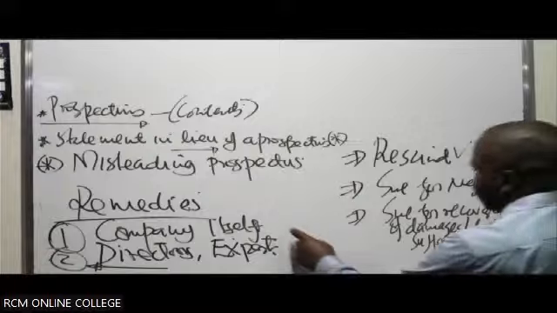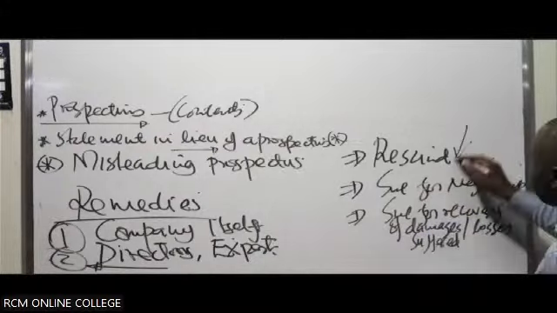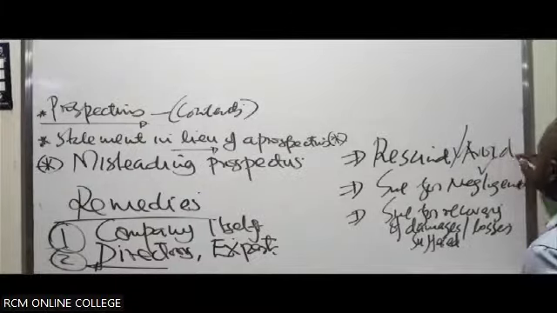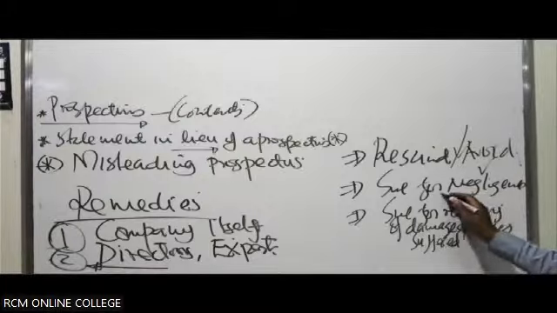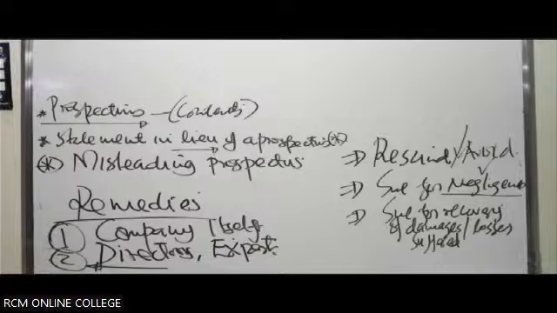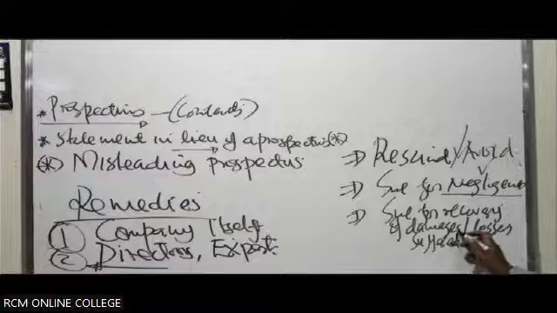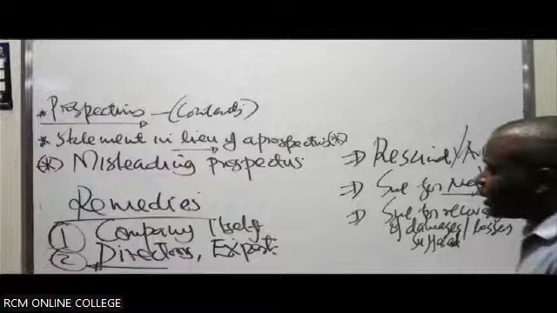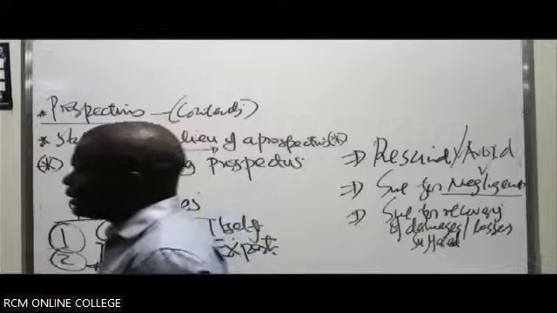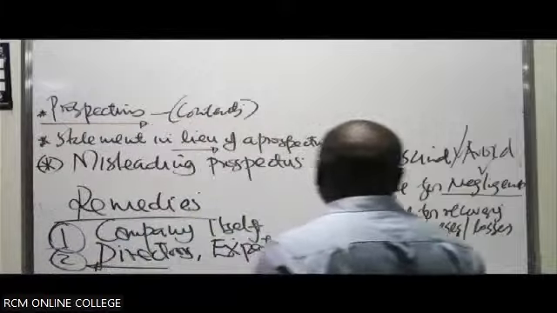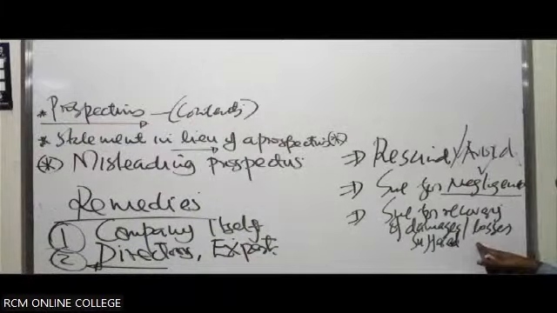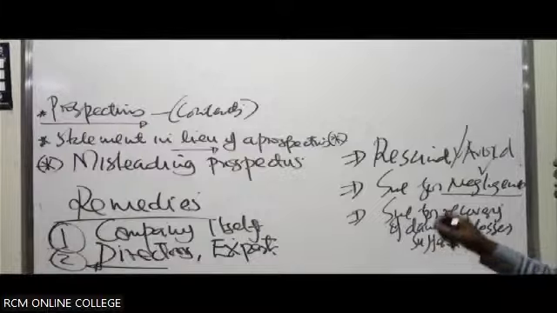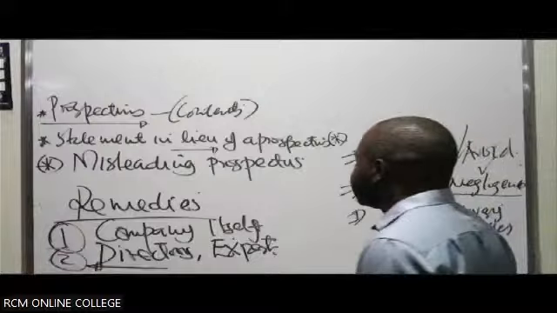Against the company, you can rescind or avoid the contract of allotment. You can sue for negligence, which you must have learned about in your law and governance. You can sue for recovery of damages or losses suffered against a key officer of the company, like a director. If you can prove an officer of the company was involved in that misleading prospectus, he can sue for recovery of any loss he has suffered as a result of relying on that prospectus.